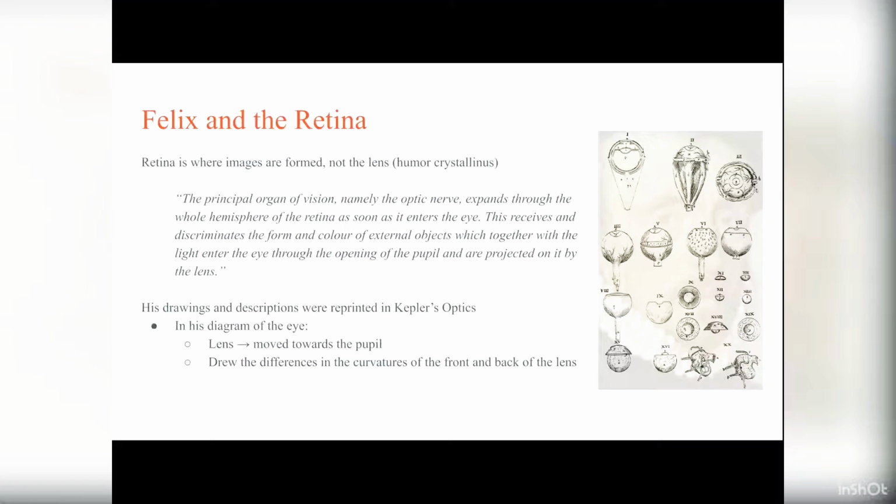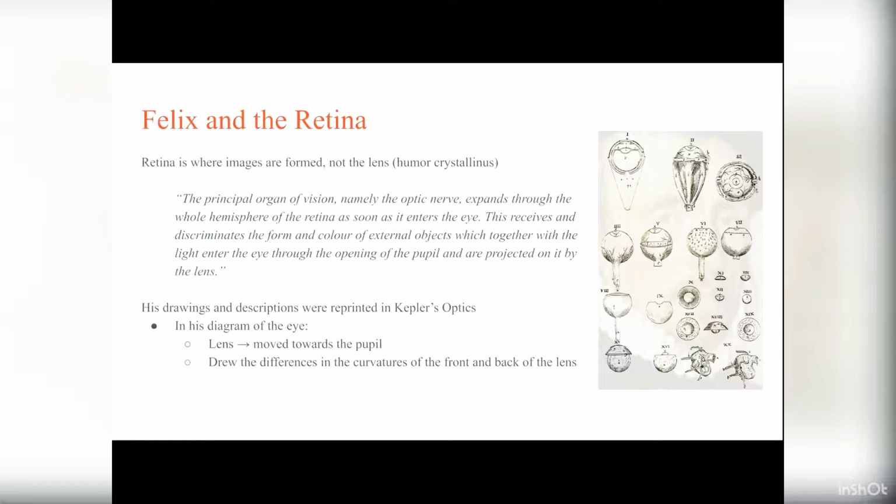It was this work that led Felix Platter to create new sketches describing the curvature of the lens, moving it towards the pupil as opposed to further back in the eye. These were published in Kepler's Optics, the purveyor of optic literature at the time. He also noted the differences of the convex and concave areas of the eye.